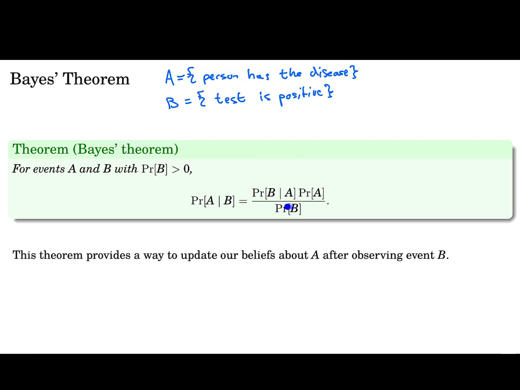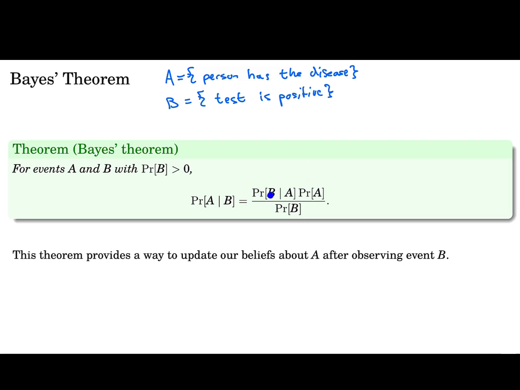And we're going to talk about this division here. This is actually just a normalization factor. It's something that makes this be 1. Essentially, this is proportional to these two terms on top. So for the probability of the person having the disease given the test is positive to go up, it is determined by these two facts.